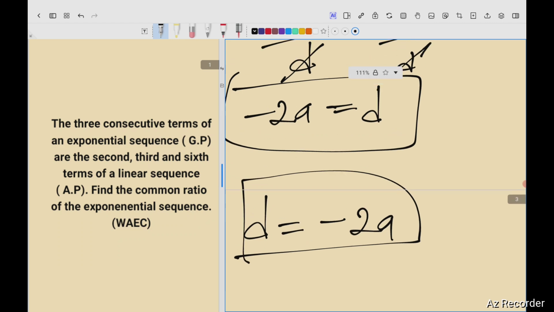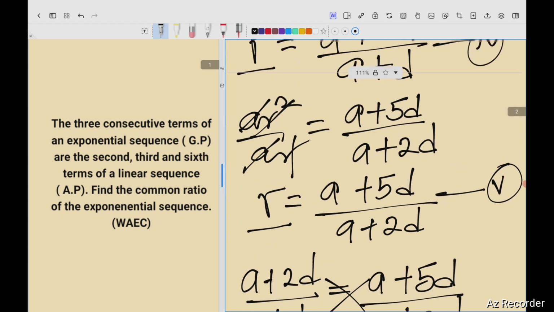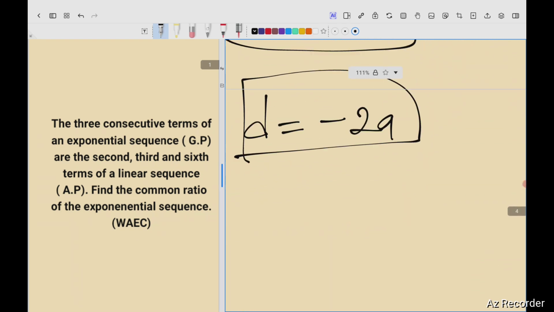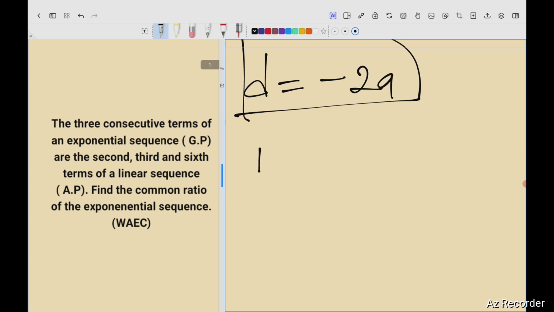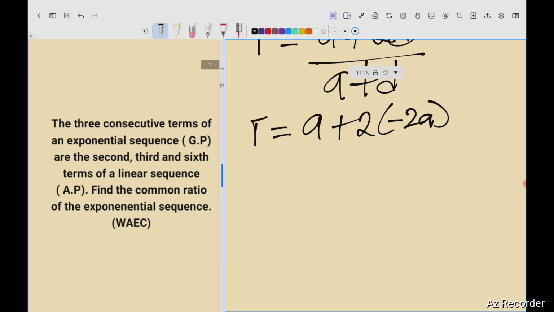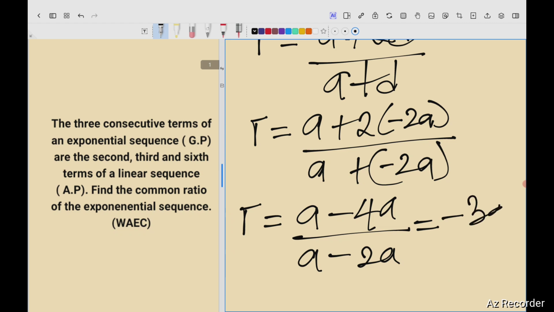Now, what is the value of R? You can pick either equation 4 or 5. Let's pick equation 4, which is A plus 2D over A plus D. So R is equal to A plus 2D over A plus D. But recall we have found that D is equal to minus 2A. So A plus 2 times minus 2A gives A minus 4A, which is minus 3A, and A plus minus 2A gives A minus 2A, which is minus A. So we have minus 3A over minus A.